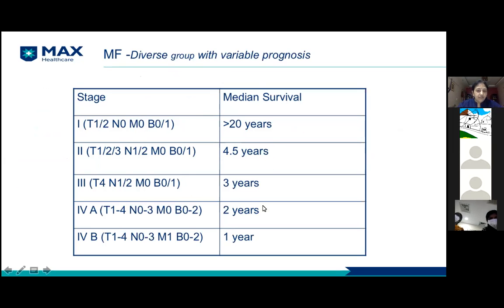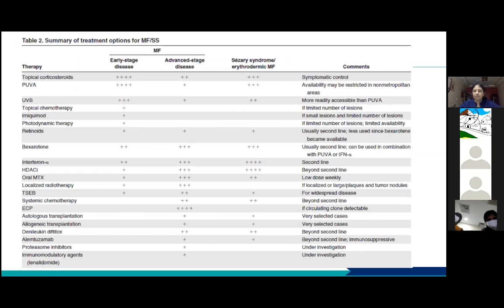So there is a lot of variation in the survival of these patients according to the stage grouping, and that is why we must stage them as appropriately as possible. Now, as a radiation oncologist, sometimes we tend to think that radiation is probably the only treatment for mycosis fungoides, while that is actually not correct. This table is listing multiple treatment options available for treatment of mycosis fungoides. So let me take you through some of these treatment options.